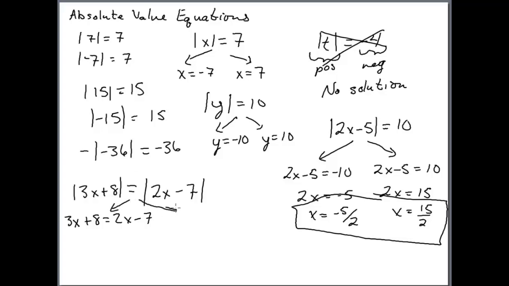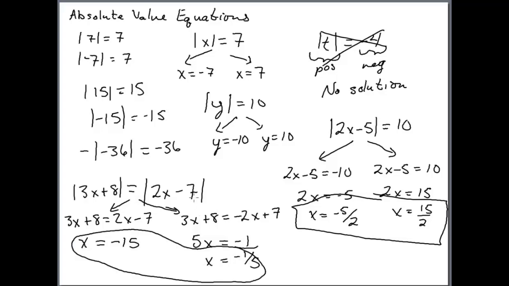Here's the other equation. Gives us 3x plus 8 equals the opposite of this, -2x plus 7. And we solve these two equations separately. So subtract 2x, subtract 8, and that gives us one answer. And then over here we have add 2x, subtract 8, divide by 5. Okay, there's absolute value equations.